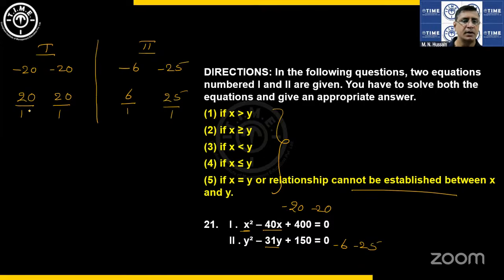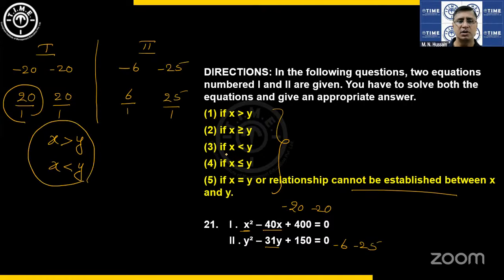Okay. 20 is greater than 6 but less than 25. Means x is greater than y, and x is less than y. Combining these two, here we don't have any option. So only one option we have. Here it is not possible to make the relation between these two. What is the answer choice? Option 5. Relation cannot be established between x and y, and the choice is option 5, fifth choice.